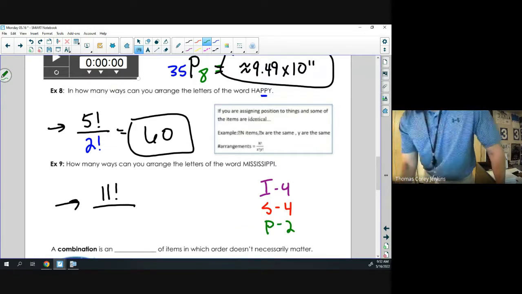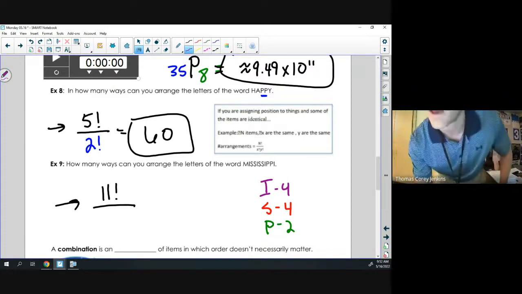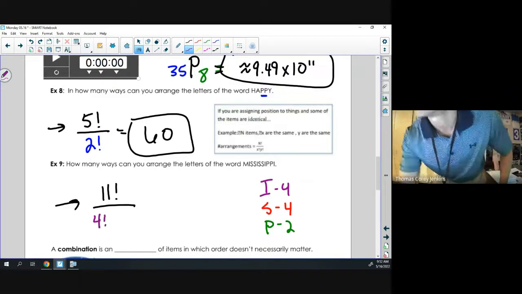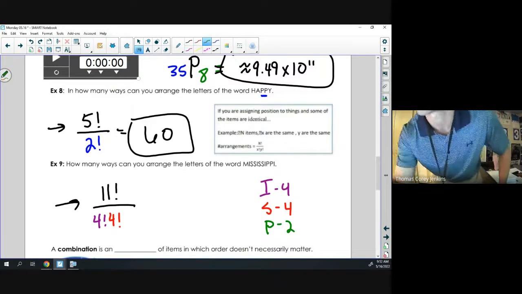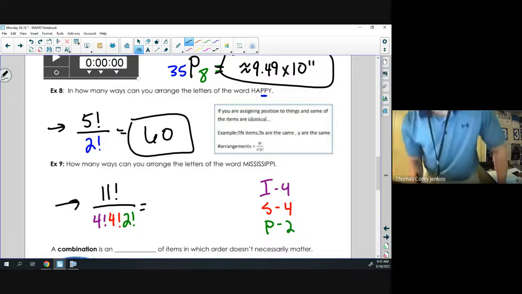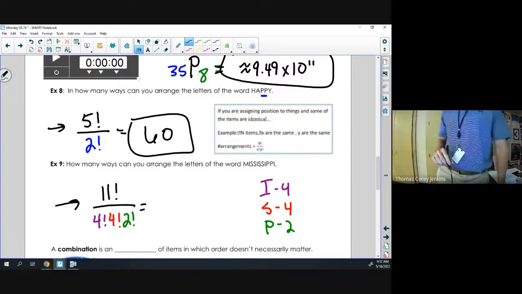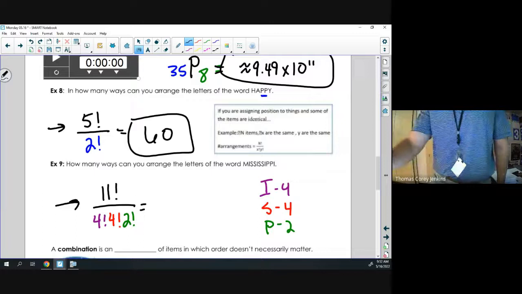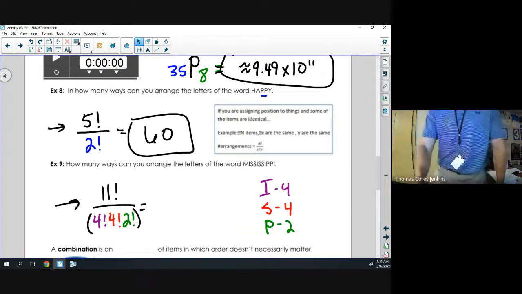So then we want to divide all that out. So we're going to divide that by 4 factorial times 4 factorial times 2 factorial. So we're going to divide out a lot of repeats here. I'm going to give you a chance to type that in real quick because that could be tricky. And remember, if you are going to type it in using factorial, you're going to want to put the bottom in parentheses. So I'll do that while you're doing it.